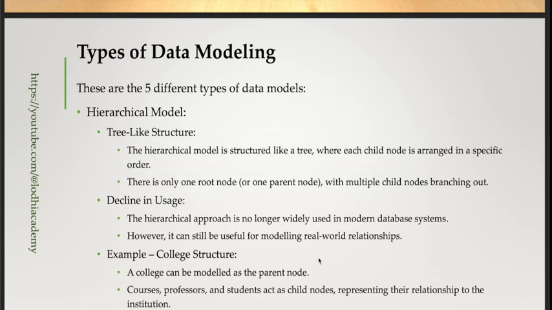There are 5 different types of data models, so we will discuss them here. Hierarchical model. The structure of the hierarchical model resembles a tree. The remaining child nodes are arranged in a certain sequence and there is only one root node, or alternatively one parent node. However, the hierarchical approach is no longer widely applied. Connections in the actual world may be modeled using this approach. For example, in a college there are many courses, many professors and students. So college became a parent and professors and students became its children.